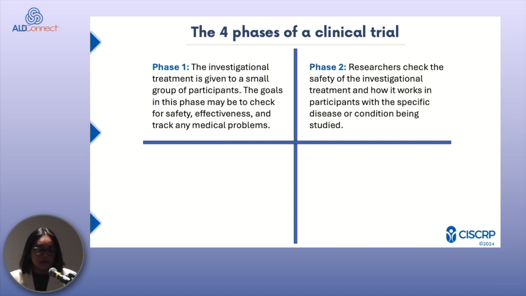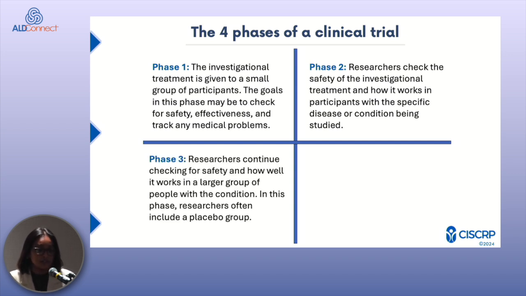Phase 2, the researchers check the safety of the investigational treatment and how it works in the participants with the specific disease or condition that's being studied. Phase 3, the researchers continue checking for safety and how well it works, but in a larger group of people this time, and that have the condition. And then in this phase, researchers will often include a placebo group.